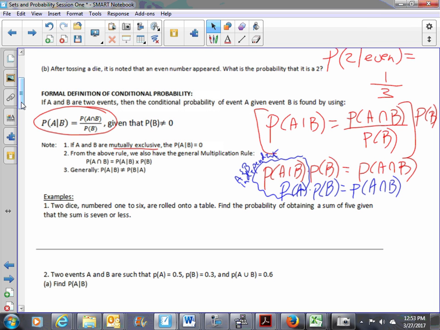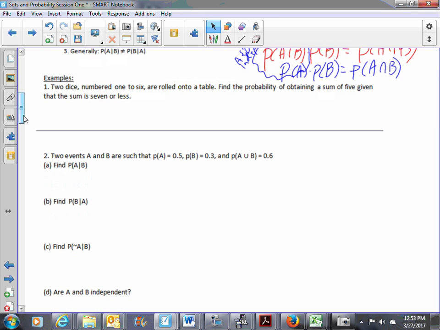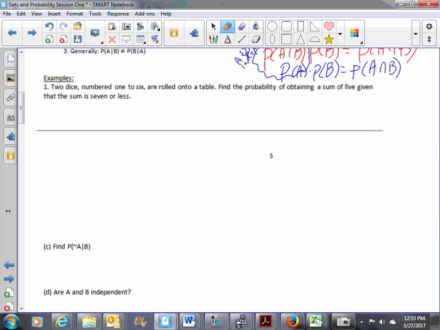Now let's take a look at a couple of examples here. Example 1: two dice numbered 1 to 6 are rolled onto a table. Find the probability of obtaining a sum of 5 given that the sum is 7 or less. I need a rectangle again to give me some space to actually do these things. All right. Two dice are numbered 1 to 6 and they're rolled onto a table. Find the probability of obtaining a sum of 5 given that the sum is 7 or less.